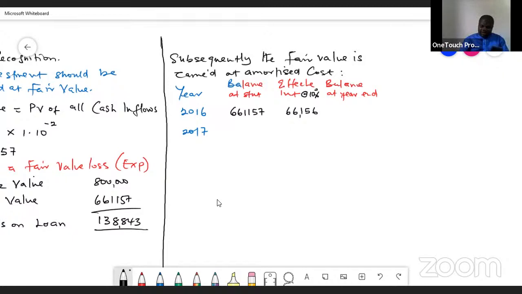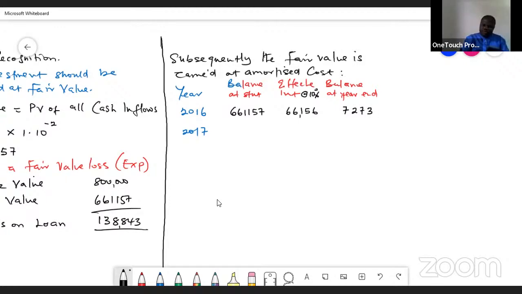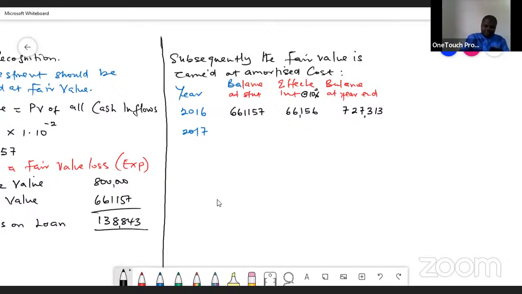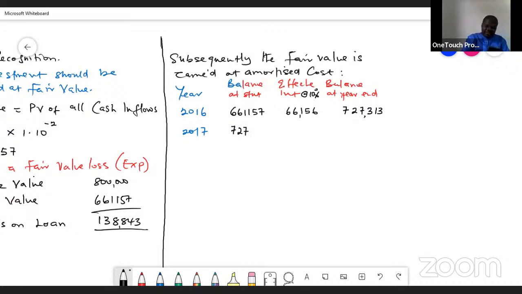Madam, are you there or are you sleeping? 727,313. Eh? I can't hear you. Okay. Or you are tired. I'm here. You are far away from your phone or something. I can't hear you.